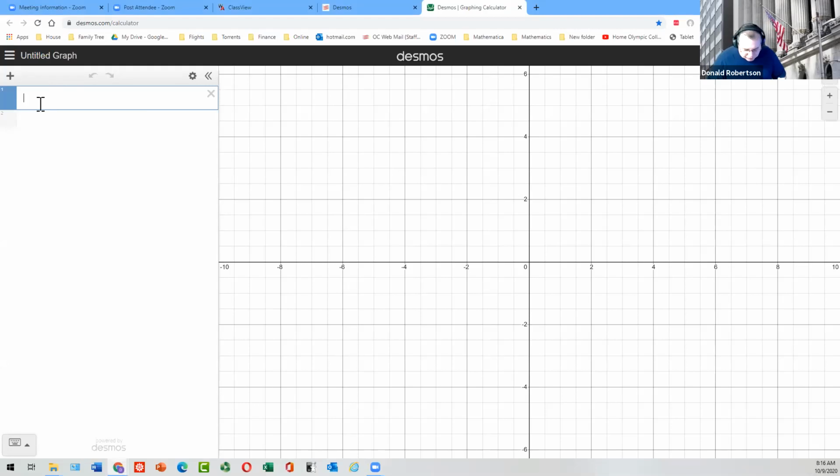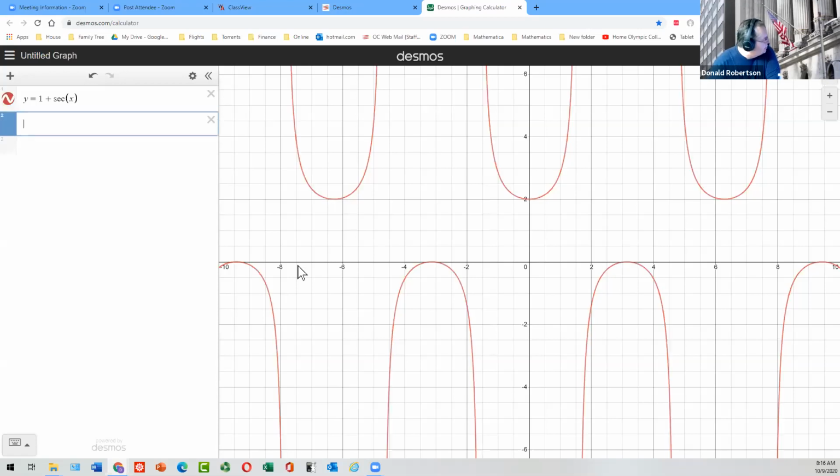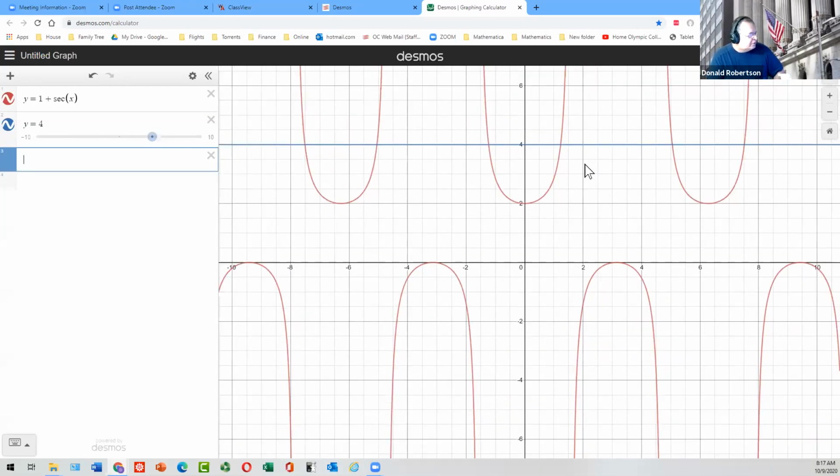Right, so the function we're going to do is y equals 1 plus, I hope it recognizes secant. There's secant x. Oh, it does. That's cool. I'll hit enter. And the other line was y equals 4. So it looks like that, and it's this blue line here.